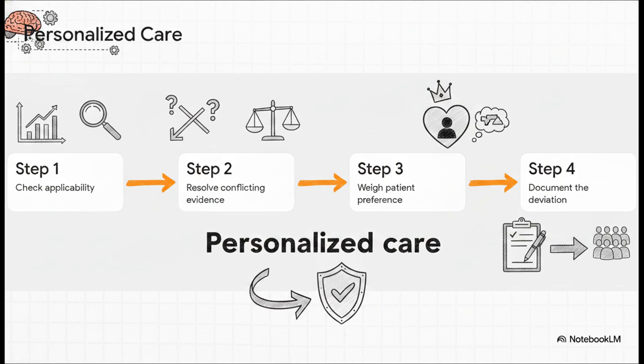Step 1, check if standard evidence actually applies to your patient. Step 2, resolve any conflicting evidence. Step 3, and this is a big one, weigh the patient's own preferences and values. And Step 4, safely document the deviation. You see, deviating from standard population-level evidence isn't necessarily a mistake. When it's reasoned and documented properly, it's actually the absolute pinnacle of personalized care.